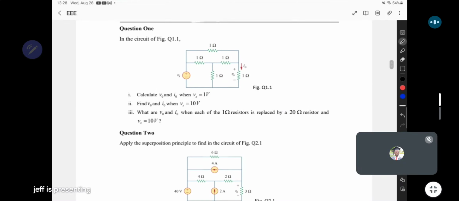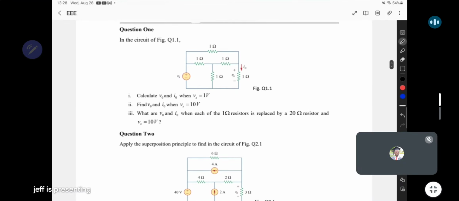Okay, so question 1, what is happening here? In the circuit figure, that's figure 1.1, calculate V0, I0 when Vs is this in part 1. In part 2, they want us to find the same thing when Vs is 10 volts.